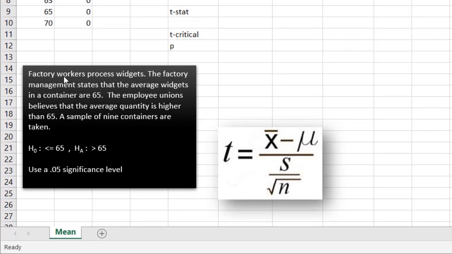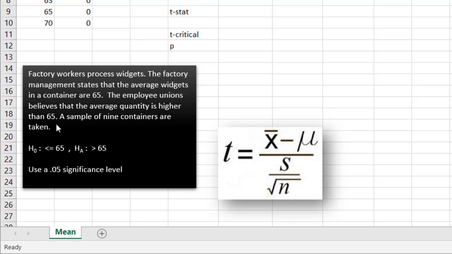We have factory workers that are processing widgets. The factory management states that the average widgets in the container are 65. The employee unions believe that the average quantity is higher than 65, so they're thinking they're getting shortchanged. So a sample of 9 containers are taken.